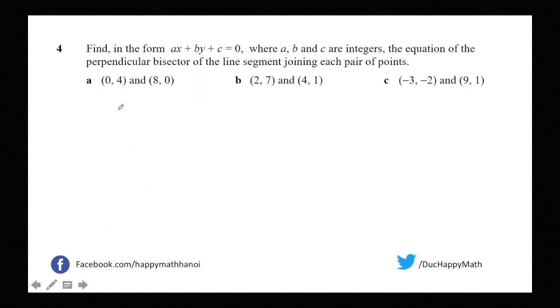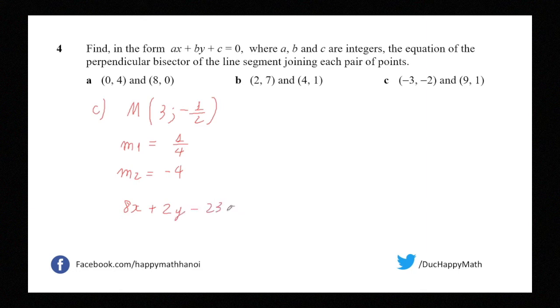Okay, do question C by yourself, and you will get the midpoint is (3, minus 1 over 2), the gradient of M1 is 1 over 4, and the gradient of M2 is minus 4, and the final result in this case is 8x plus 2y minus 23 equal to 0. Do it by yourself first, and please check with my result.